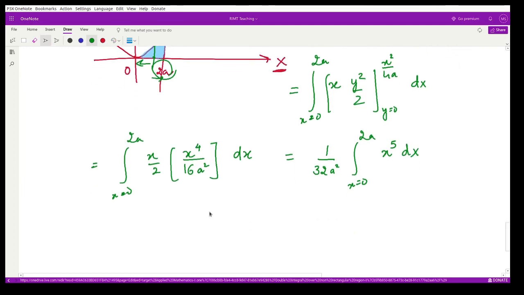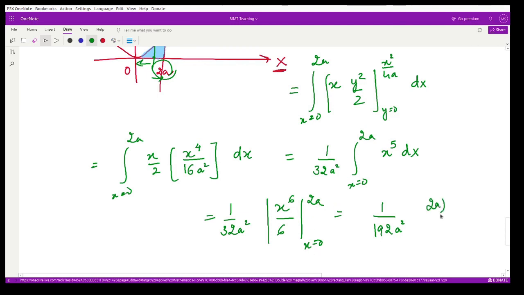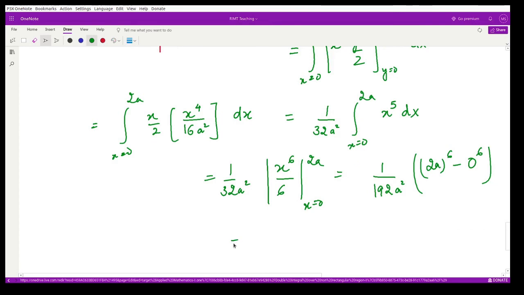Now what is this integration? 1 by 32a square as such. It would be x to the power 6 divided by 6, with the limits varying from 0 to 2a. So this is equal to 1 by 192a square into, now you have to substitute the limits of x, so it would be 2a raised to power 6 minus 0 to the power 6. Now we can solve this. It would come out to be finally 1 divided by 3 a to the power 4. So this is your final answer.